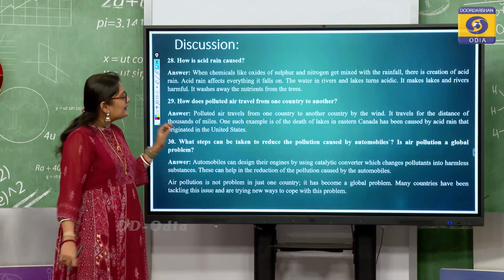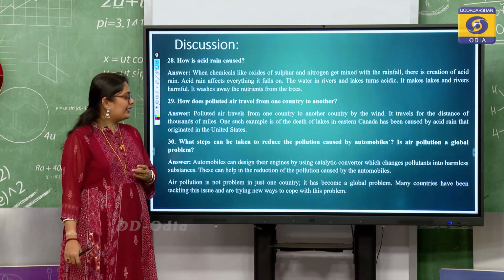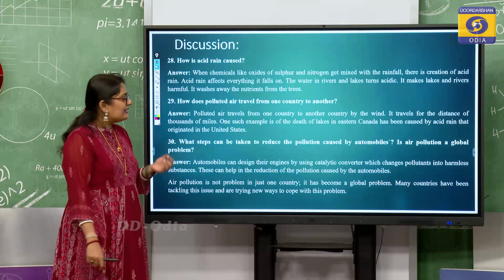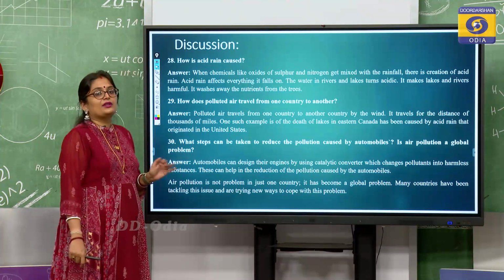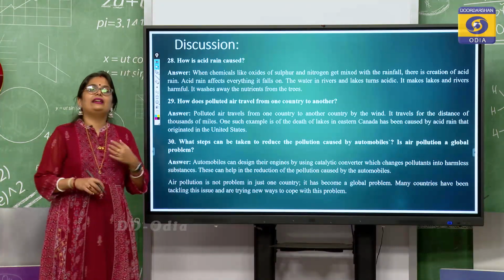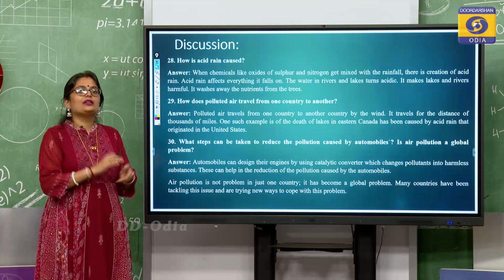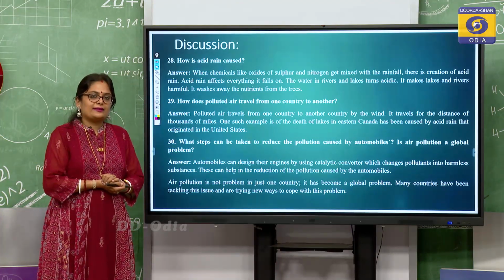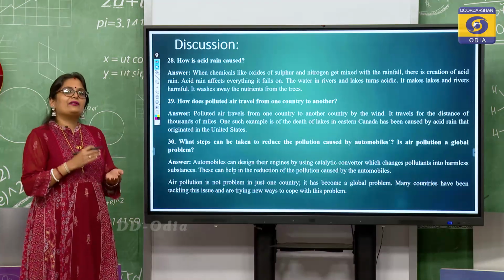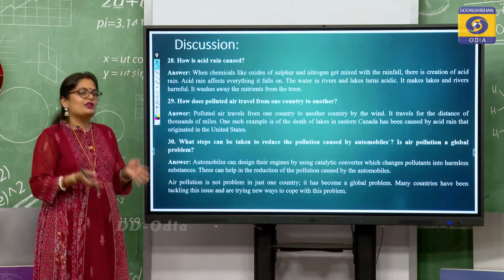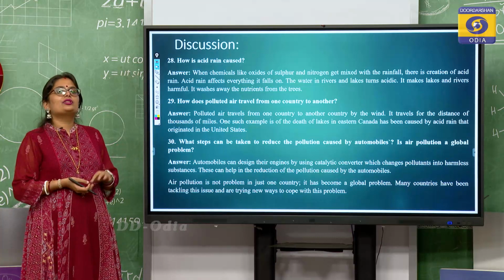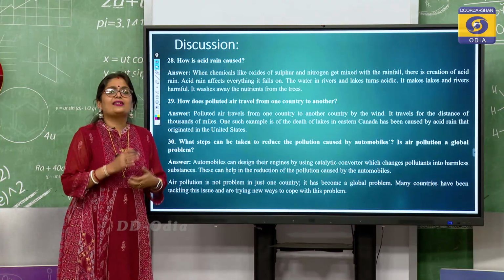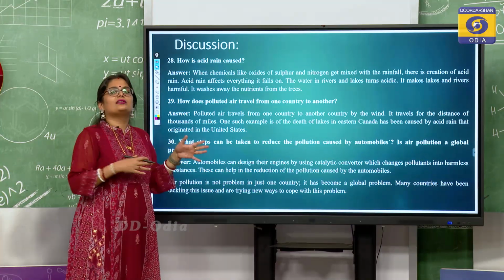Now, what steps can be taken to reduce pollution caused by automobiles? Is this pollution a global problem? As we discussed, India is a continuously growing nation. There is a huge demand for vehicles. People want to travel by vehicles from one place to another. So how can we reduce pollution that is coming out from vehicles? And is this a global problem or not? Let us address this question.